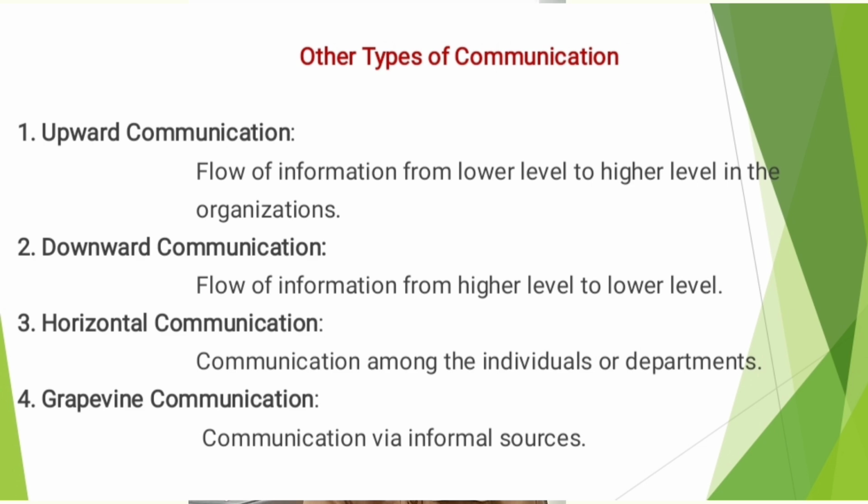There is another type of communication known as horizontal communication, in which the communication takes place between the group of individuals or the departments or between the people. That is called horizontal communication. And the last one is called grapevine communication. This is the kind of communication in which communication takes place through the informal sources. I mean, there are no formal sources of communication. It is not the official letter or official information that you gain. It is the kind of communication that you gain through the informal sources.